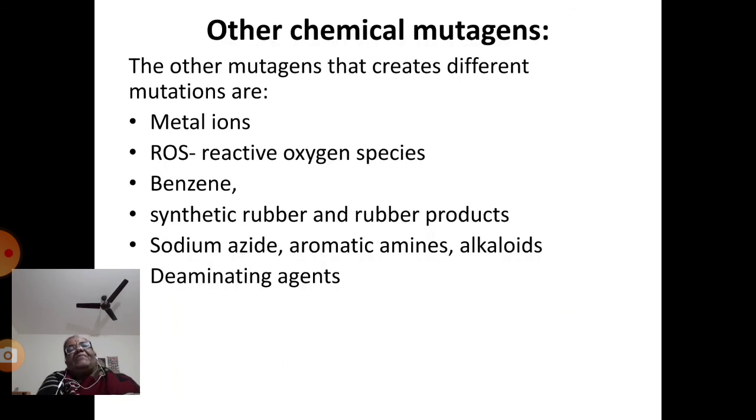Then other chemical mutagens which bring about mutations are metal ions. Then ROS. ROS is reactive oxygen species. Then benzene, synthetic rubber and rubber products. Then sodium azide, aromatic amines, alkaloids and deaminating agents.